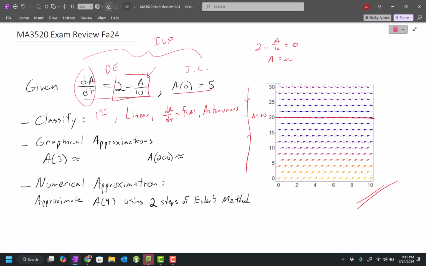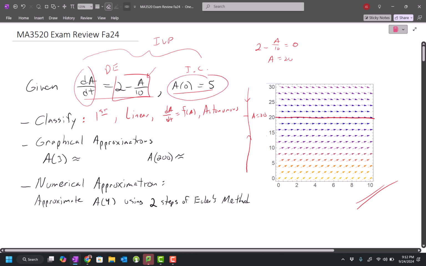Next, for the graphical approximations, since my initial condition says A of 0 equals 5, I start at t equals 0, A equals 5, this point right here, and I sketch out my solution. If I follow the slope lines, I can sketch what this specific solution looks like. Then to approximate A of 3, I just look at when t is equal to 3 and see at what height I'm at on my plot. I would probably ballpark this to say maybe 9. A of 3 is approximately 9.